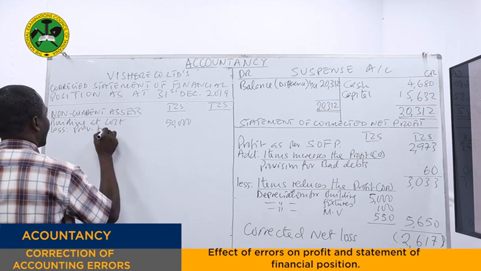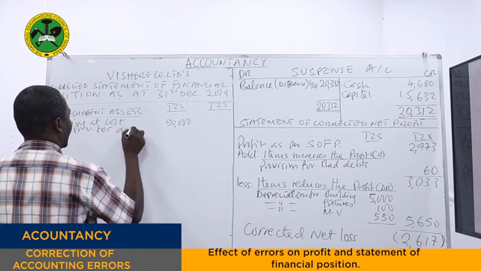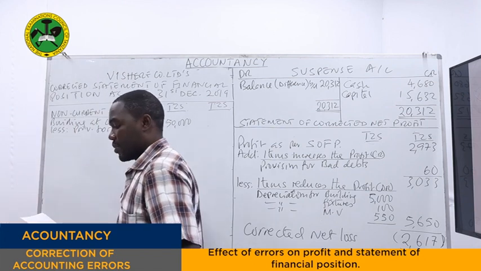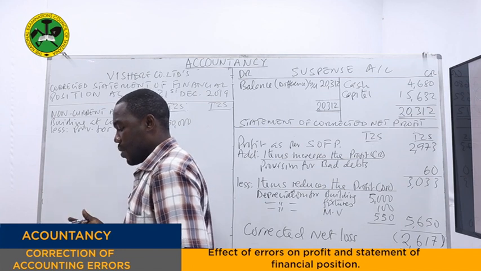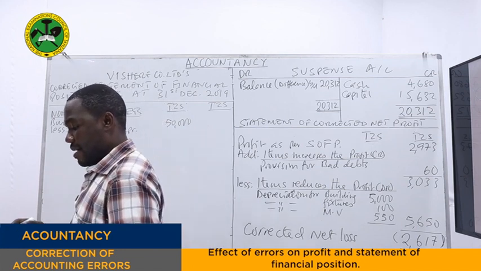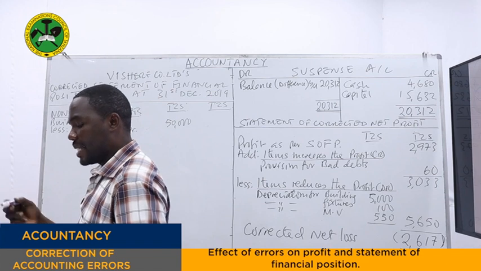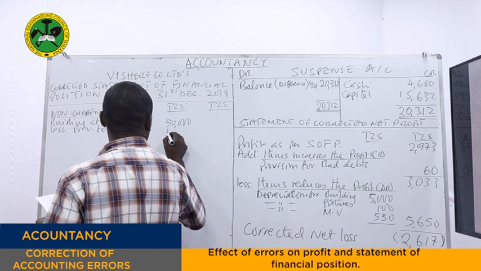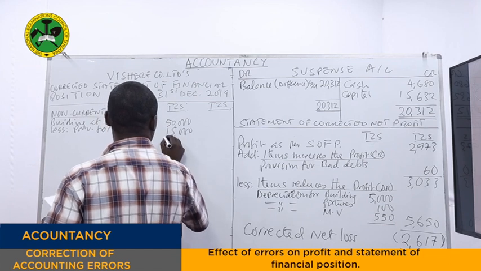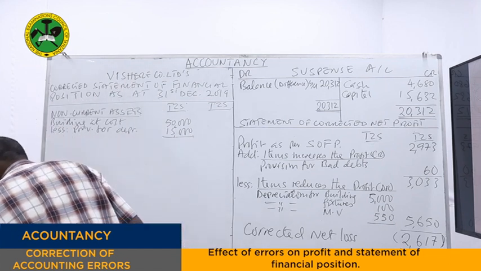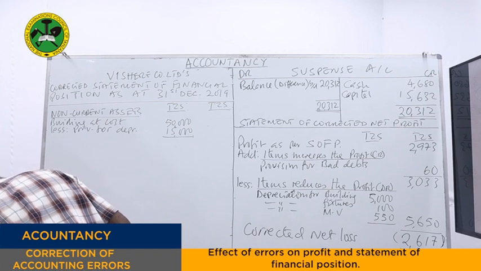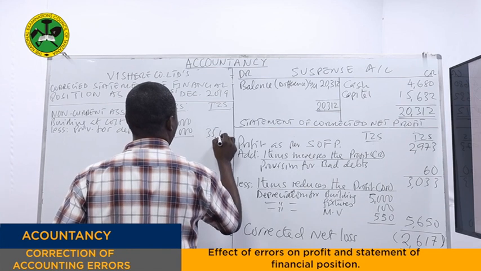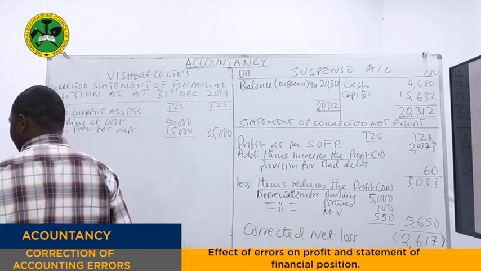So let's provision for depreciation. So provision was 10,000 plus that 5,000, we get 15,000. If you less, you get how much? Yes, it will be 35,000. We go for the next item.